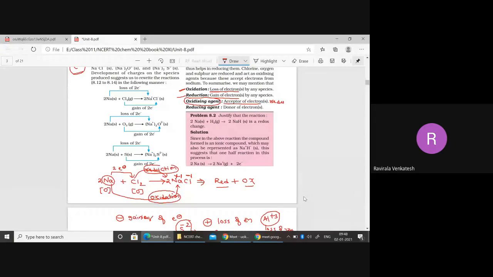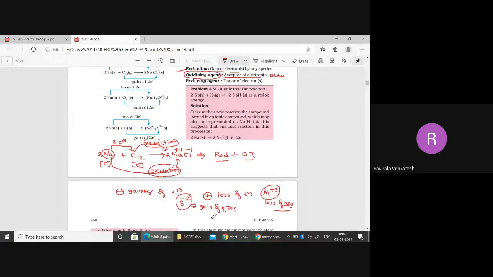Now if you observe what happened, can you say among the sodium and the chlorine, which is the oxidizing agent and which is the reducing agent, beta? Sodium and chlorine, which is the oxidizing agent and which is the reducing agent? Oxidizing agent means which accepts electrons, undergoes reduction. Reducing agent means which donates electrons, undergoes which one? Oxidation reaction.